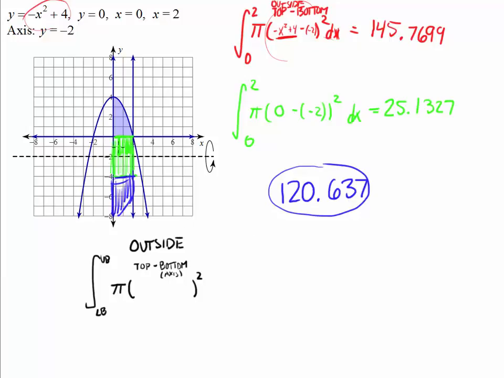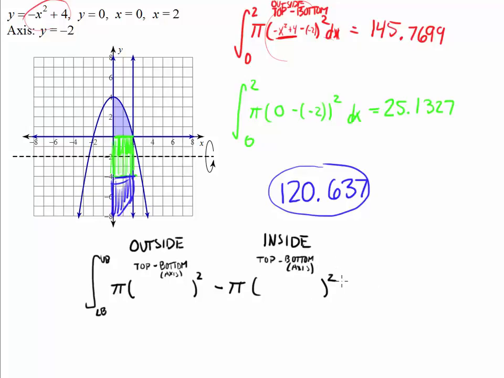Now oftentimes the axis will not be right up against that region, and so we will have a gap. And in that case, I want to subtract the volume of the shape created by that region. So pi radius squared. This is my inside piece, so like the green one right here. So once again, it's just the top of that region minus the bottom, which is going to be my axis of rotation.